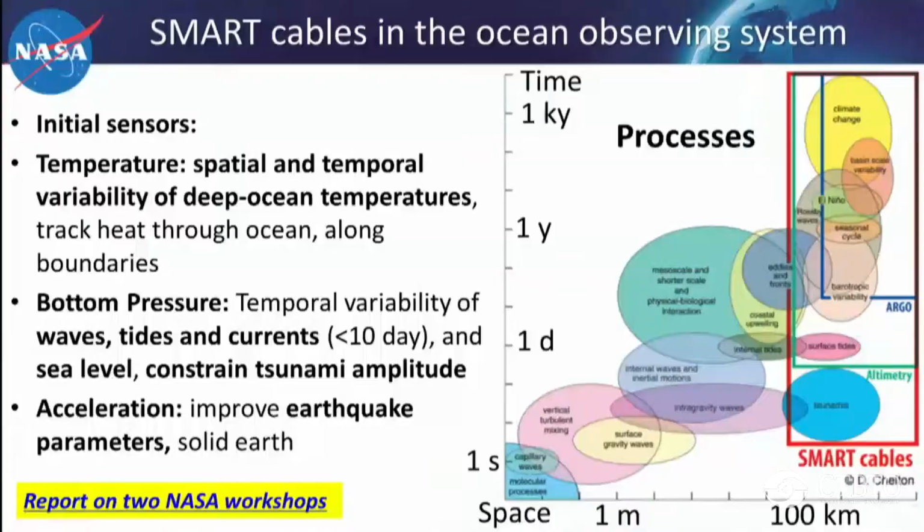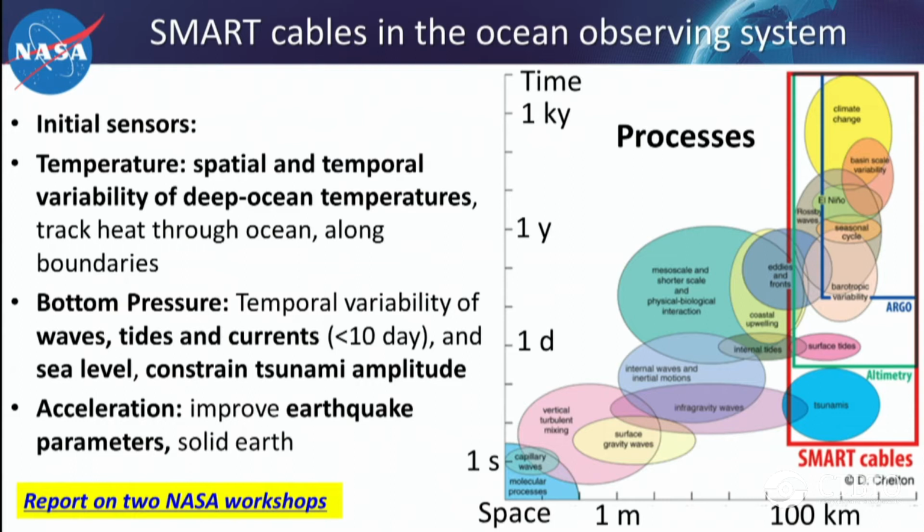Another way of looking at this is using one of these diagrams that shows different processes as a function of time and space. Here we're going from 1 second to 1,000 years, 1 meter to 100 kilometers. And here we have different observing systems. Argo, these drifting floats that go around, sample from a couple hundred kilometers and larger scale, from 10 days, 20 days and longer. Altimetry, somewhat more rapid. And then smart cables actually include all these scales, from tsunamis and tides up to seasonal and climate variation.